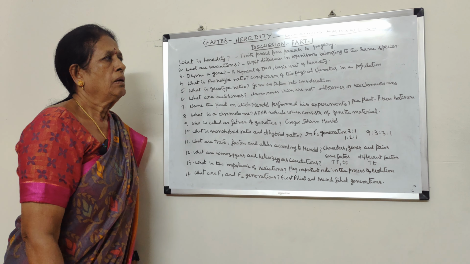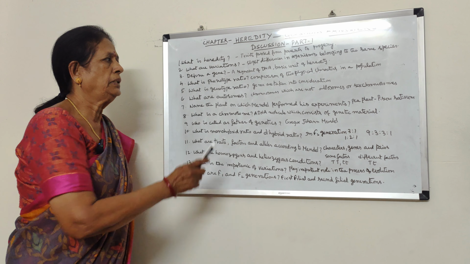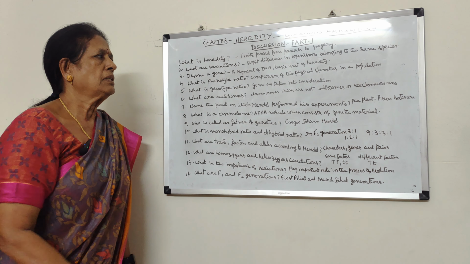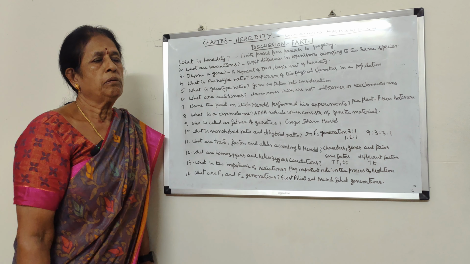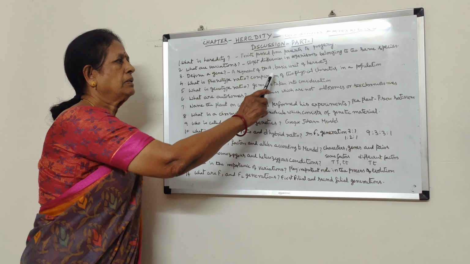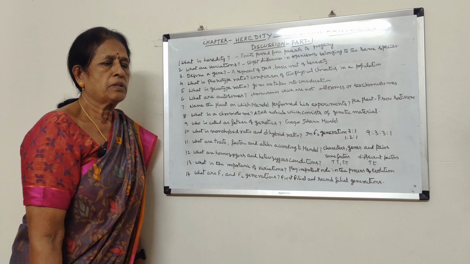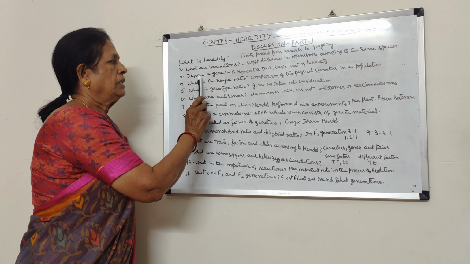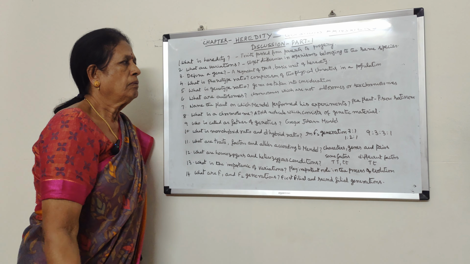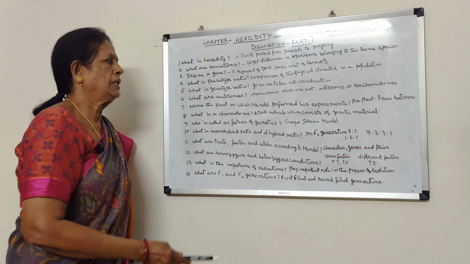That is called variation. What is a gene? How can you define a gene? A gene is a segment of DNA which is a basic unit of heredity. That means it carries the characters which are passed from one generation to another generation. So a gene is a segment of DNA which is a basic unit of heredity.